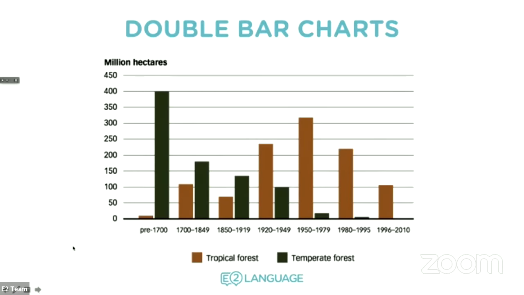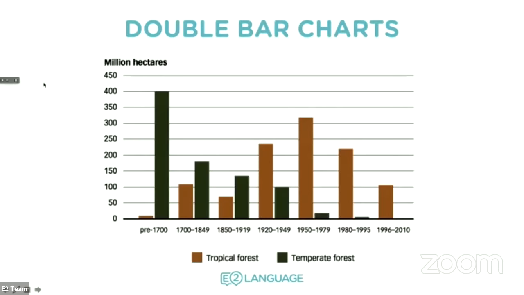What about double bar charts? Well, this bar chart represents how many million hectares of forest, including tropical and temperate, were harvested from the pre-1700s to 2010. In the pre-1700s, temperate rainforest accounted for 400 million hectares of deforestation. This number decreased dramatically until 1995, until it almost completely disappeared. Tropical rainforest, by contrast, has fluctuated from the pre-1700s, where it was quite high in 1950, down to 2010, where it accounted for just 100 million hectares.